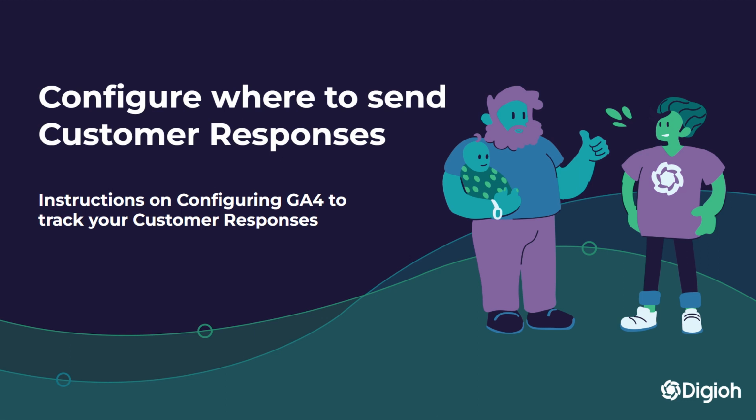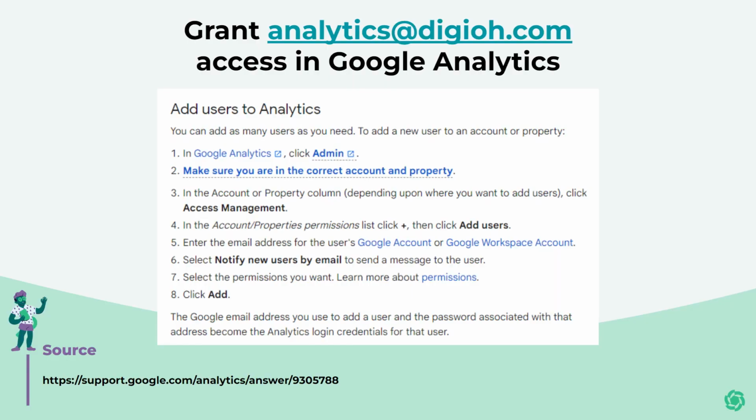The next step before we set the survey live is to configure where to send the customer responses. In this example, we are sending the responses to Google Analytics. The first step is to grant analytics at digioh.com access in Google Analytics. You can follow these steps found at the source listed on the screen. In your Google Analytics, go to Admin and go to Access Management. In the Account Properties Permission list, find the plus sign and then click Add Users. Enter analytics at digioh.com and make sure to select to notify new users by email so that we can know when this permission has been granted, and then click Add.